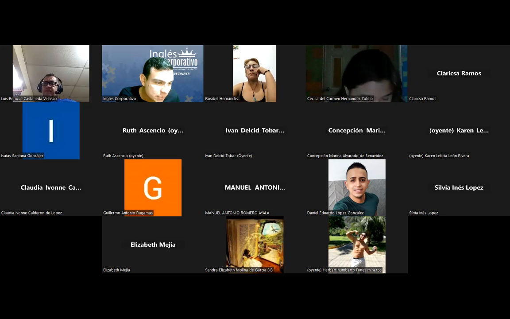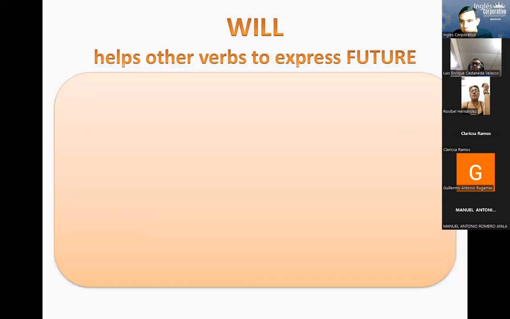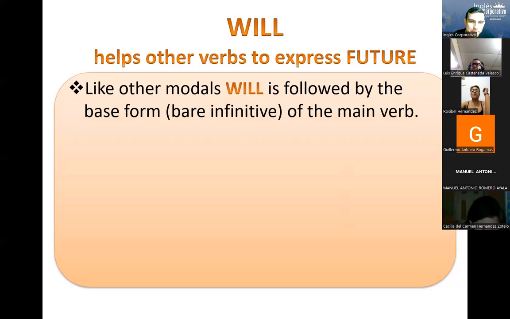Now let's see some examples of will. Can you see my screen? Okay. The modal will is followed by the base form, the bare infinitive of the main verb.